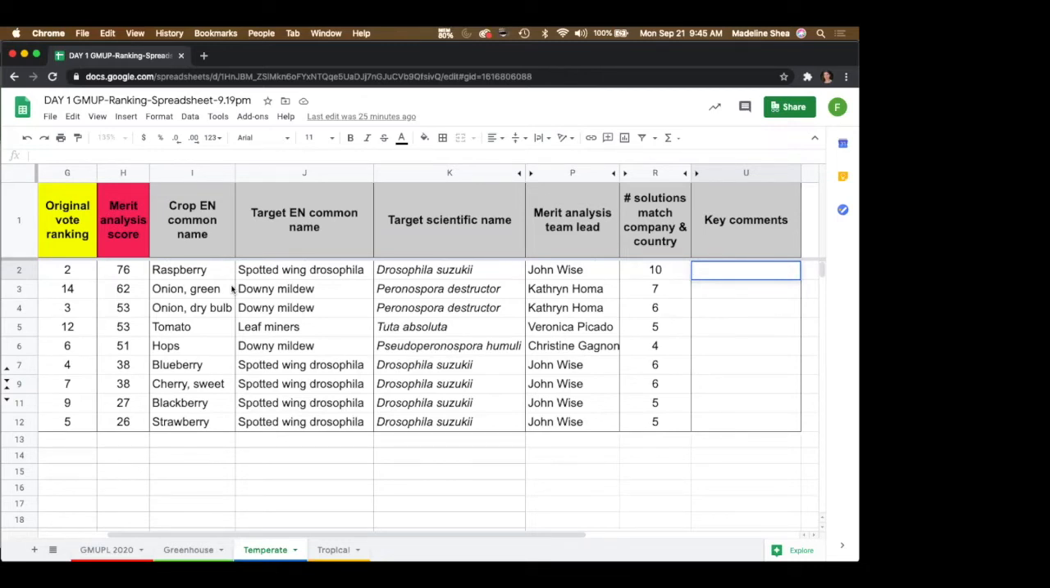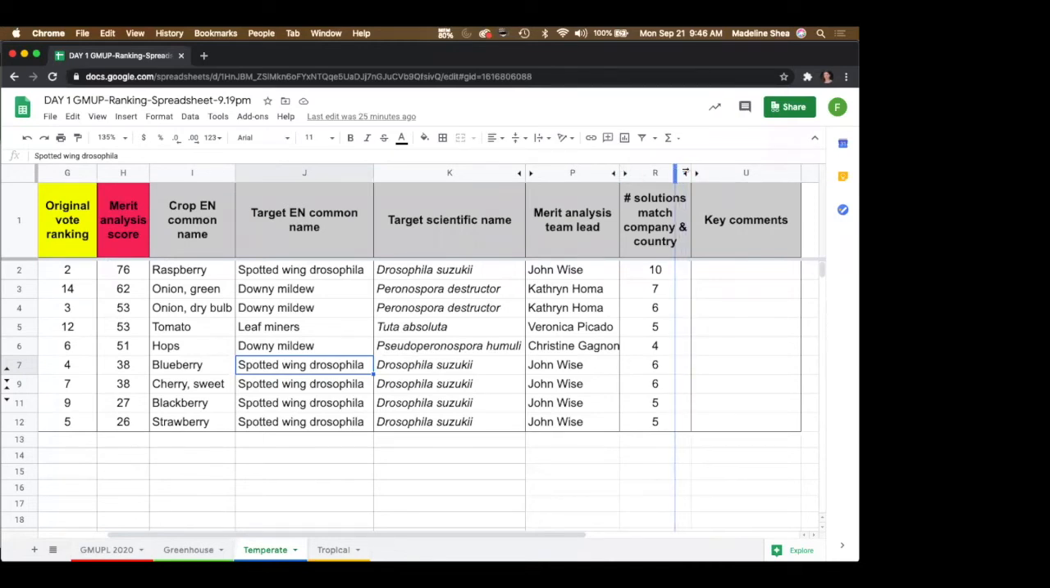And the other thing I want to comment on is that about half of the projects that we're looking at here are from a single insect pest, an invasive pest called the spotted wing Drosophila. And then after that, we have 3 projects on the same disease target, downy mildew. And then there is, of course, 1 project on tomato leaf miners that is independent from all the rest.